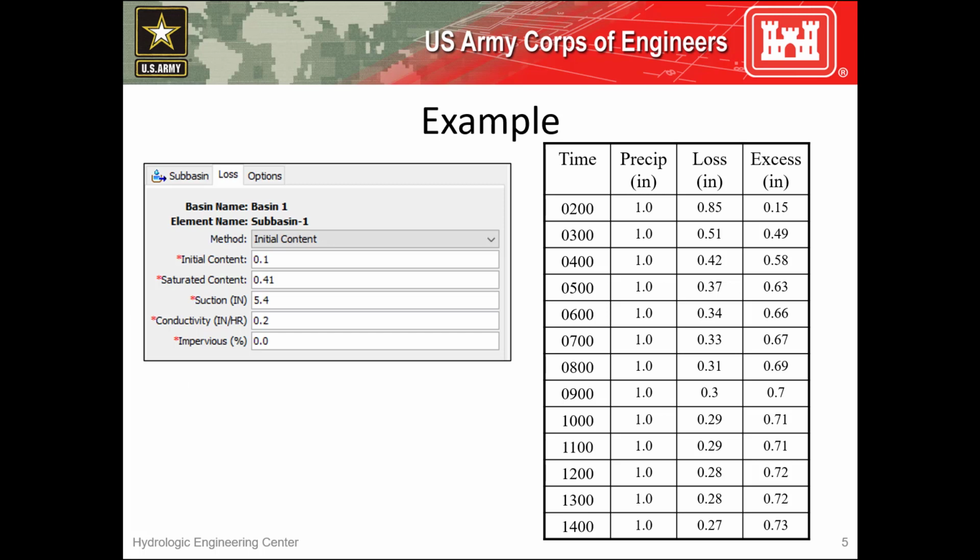Now, in using this method, you're required to specify either 4 or 5 parameters, depending upon the choice of initial condition. In this example computation, a subbasin shown using the parameters on the left is subjected to a constant precipitation rate of 1 inch. In the table to the right, notice that the loss rate is initially high, but decreases exponentially towards the specified saturated hydraulic conductivity of 0.2 inches per hour. It doesn't quite reach that limit in this example, but given more precipitation and more rows in this table, it would get closer and closer.